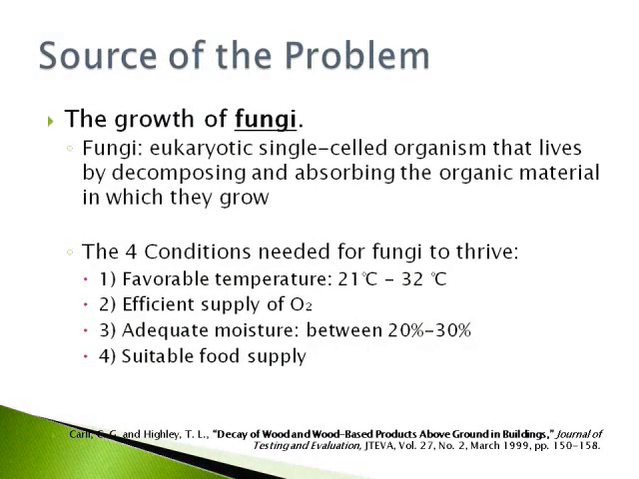The source of the problem is the growth of fungi. Fungi is a eukaryotic single-celled organism that lives by decomposing and absorbing the organic material in which it grows. There are 4 conditions fungus needs in order to thrive, the first one being a favorable temperature. Optimal temperatures for fungi range between 21 and 32 degrees Celsius, although they can still survive a little outside of this temperature range. The second condition is that the fungus needs to maintain an efficient supply of oxygen.